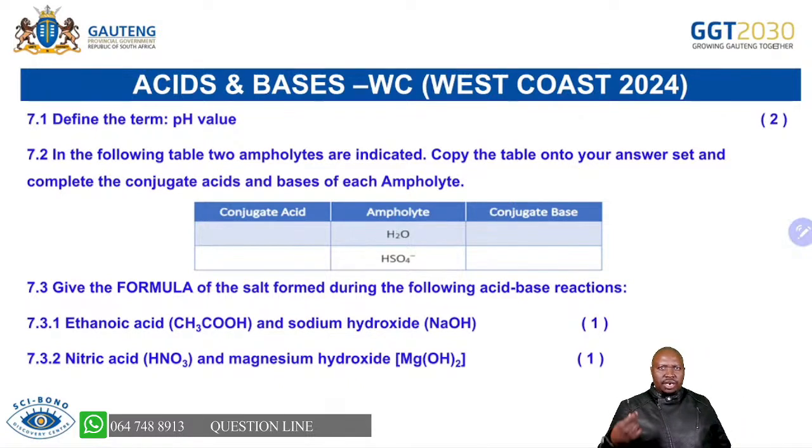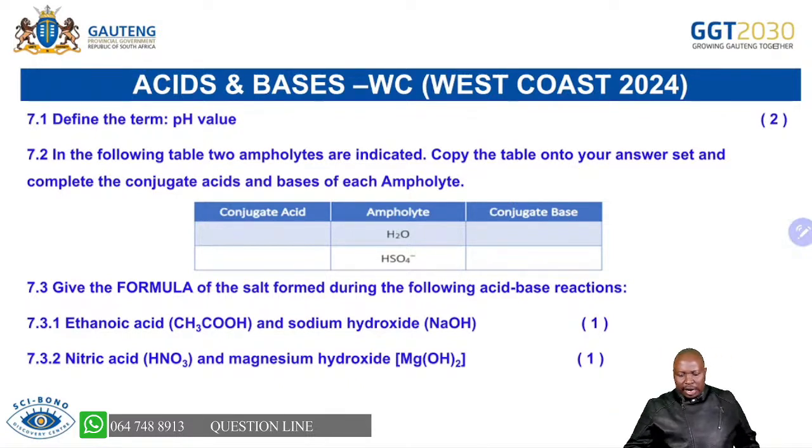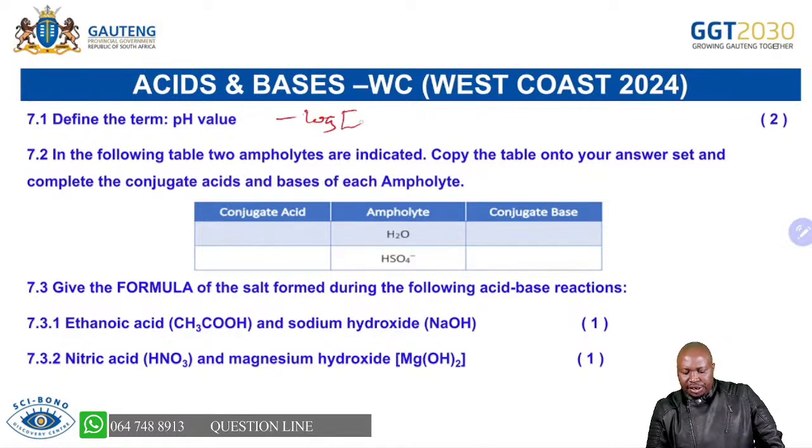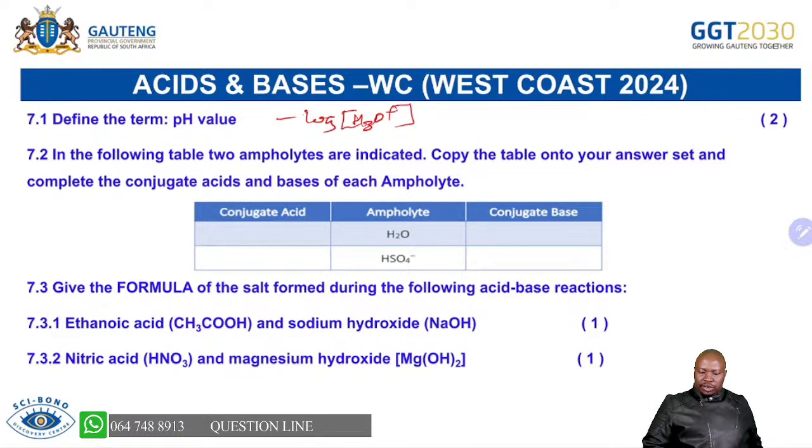We're doing the West Coast as we go to the completion of our session. Define the term pH value. This one, you were saying, is the negative logarithm of the concentration of H3O plus. You're just looking at the formula itself. That's how they defined it in the West Coast.